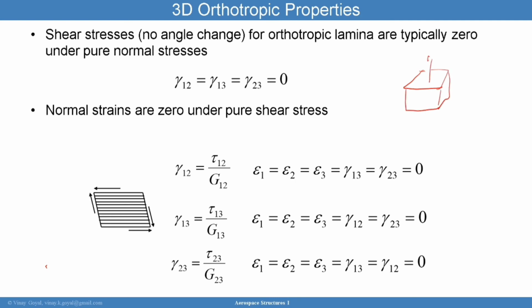If I apply normal stresses to this cube, then no shear will occur by applying these normal stresses. And as a consequence, we have that sigma 1,2, sigma 1,3, and sigma 2,3 are 0.